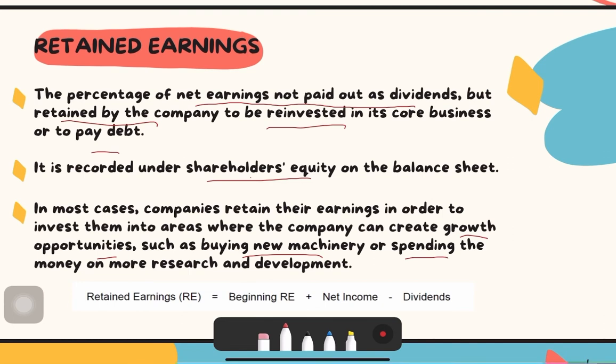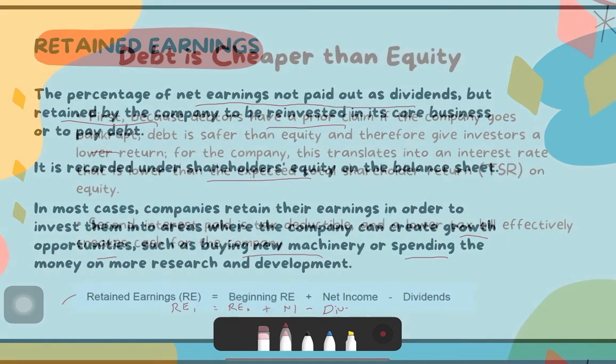So this is the formula to calculate the retained earnings for the year. The retained earnings for the year, RE1, is equal to RE0, the beginning retained earnings, plus the net income, and then minus the dividends. So we get the retained earnings for the year.